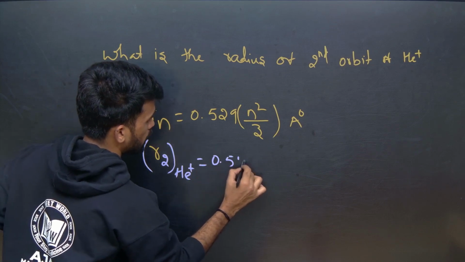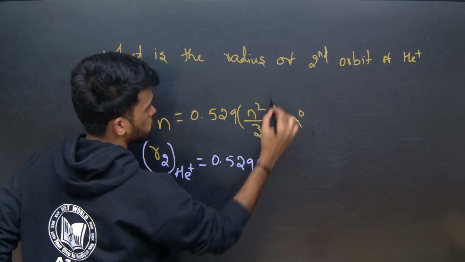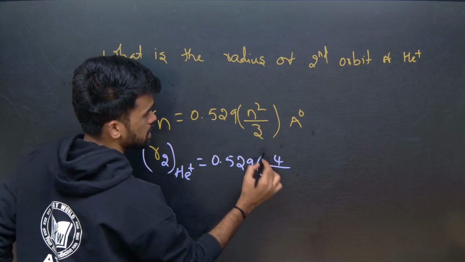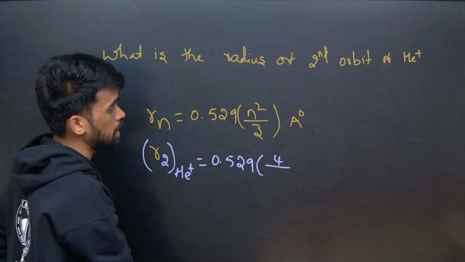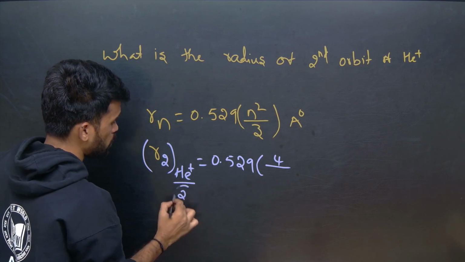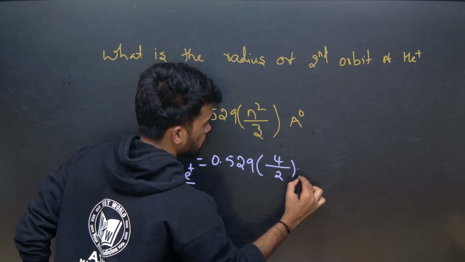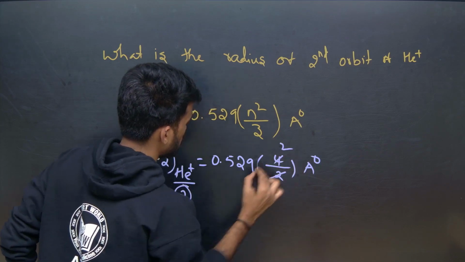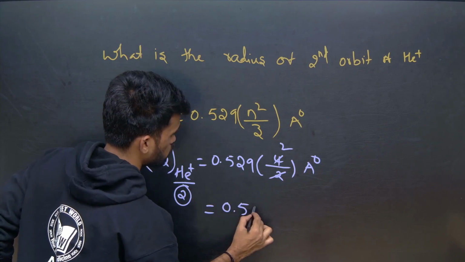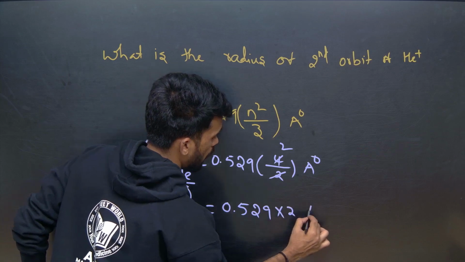So 0.529, what is n square? 2 square, 4. And the next is Z. What is the atomic number of helium ion? It will be 2. Atomic number is 2, Z value is 2. So finally we got 0.529 into 2 angstroms.